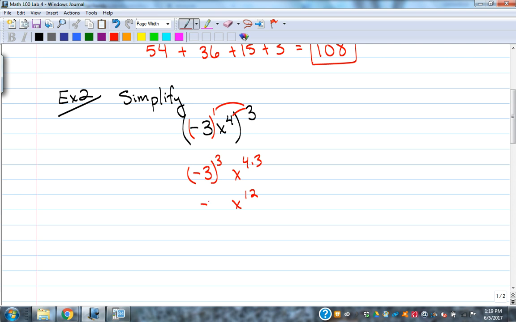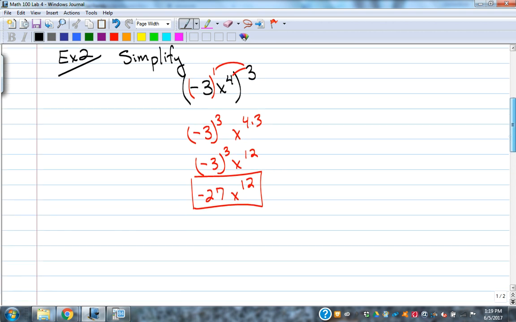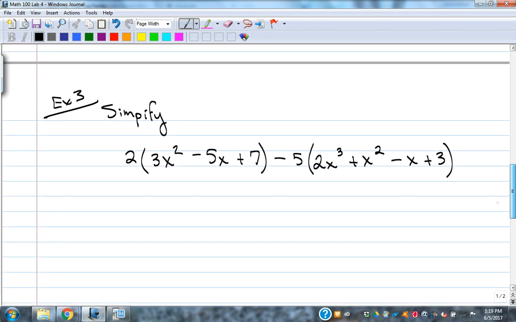And so in exponential form, we have this. But if we want to write that out in standard form, -3 to the third power is -27 x to the 12th. And that would be the way that we would expect an answer there if that number doesn't get extremely large. And again, you could use the calculator to evaluate the number part, but it will not evaluate the variable for you.